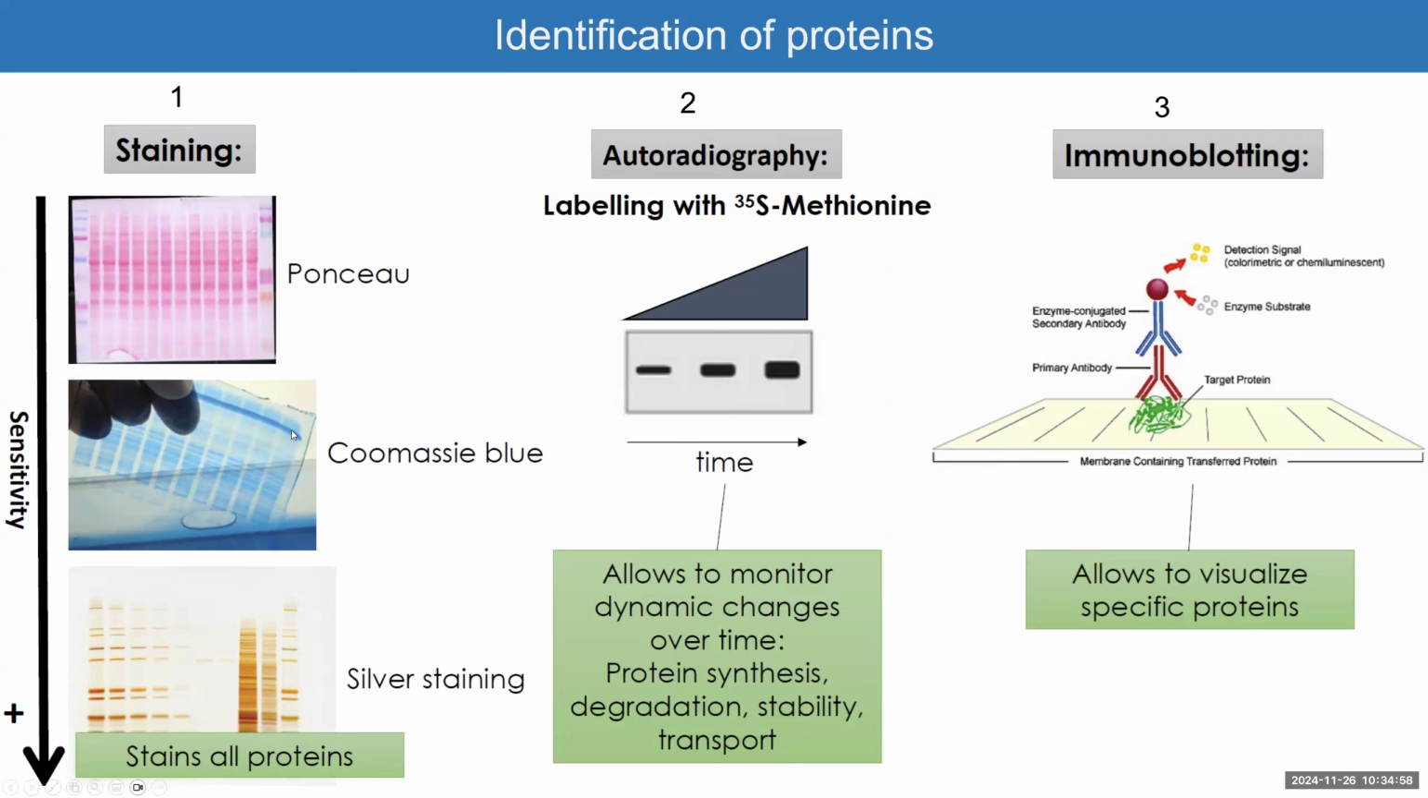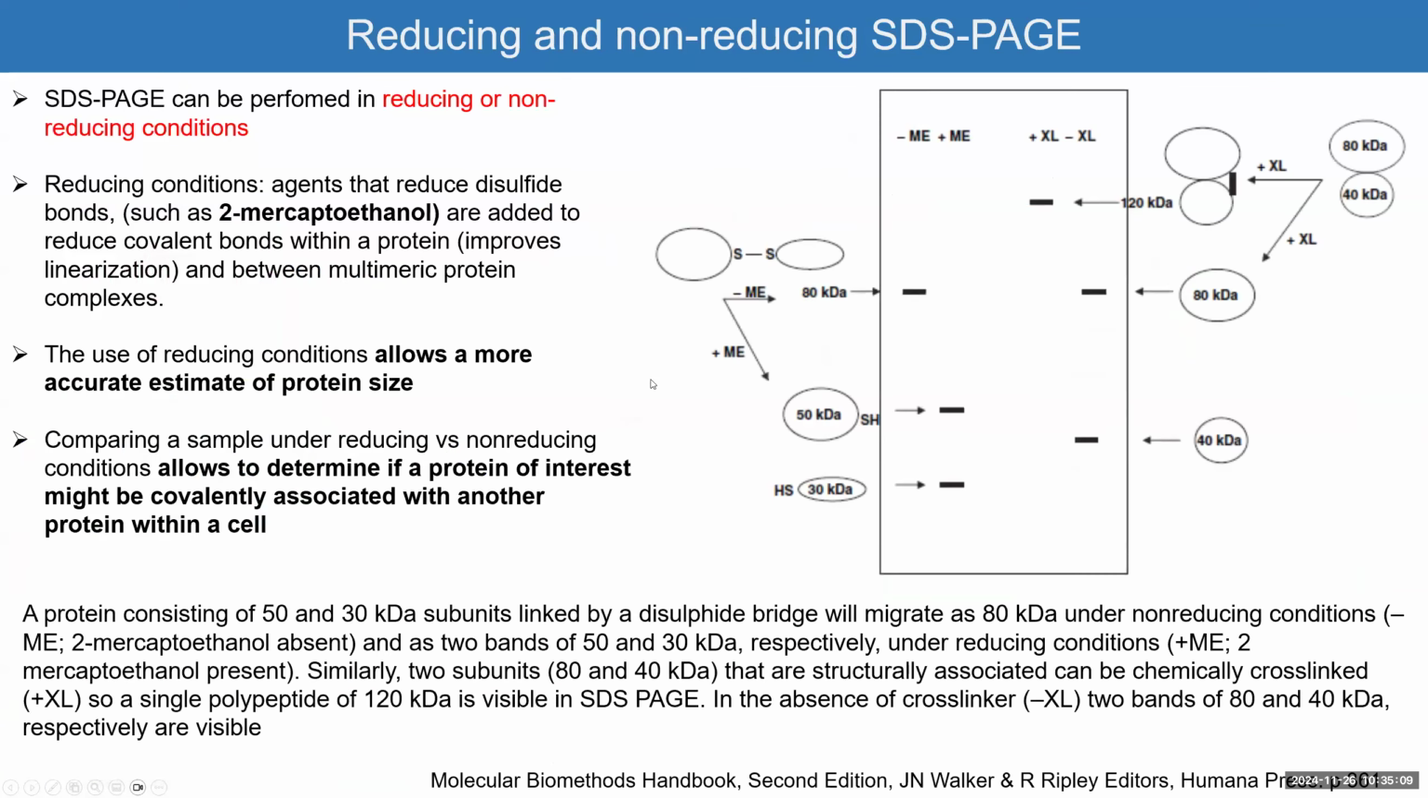The similar way we differentiate the sizes with the Coomassie blue and silver stain. But now we have them on a membrane. Here we can stain them with antibody, but there we can't stain them with antibody.